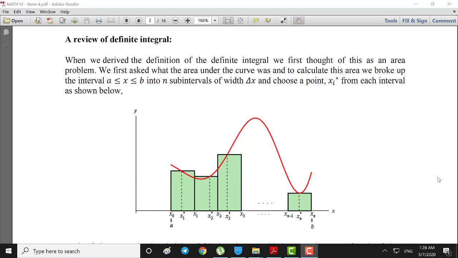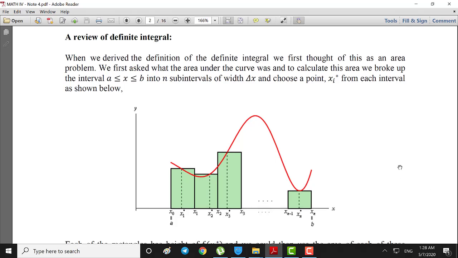Now, a review of the definite integrals which we saw in the previous semesters. Now, when we derived the definition of the definite integrals, we first thought of this as an area problem. We first asked, what is the area under the curve? And to calculate this area, we broke up the interval from A to B into n subintervals of width equal to delta x. Then we chose a point xi star from each interval as shown below.